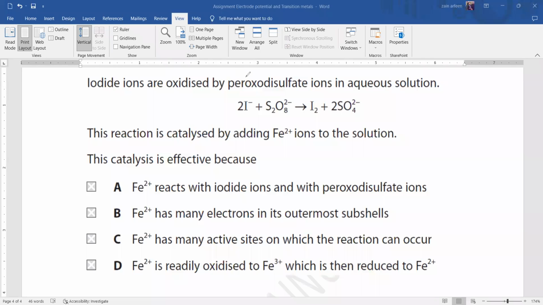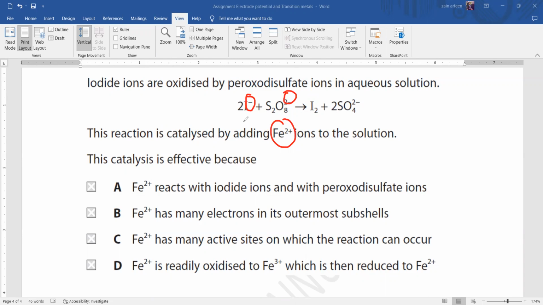This is an iodide and thiosulfate, peroxodisulfate ion reaction. This reaction is catalyzed by iron 2. And this is a homogeneous catalyst, because they can easily oxidize and reduce. Because this is negative, this one is also negative. So like charges repel. So these ions cannot collide with each other as they have a like charge.